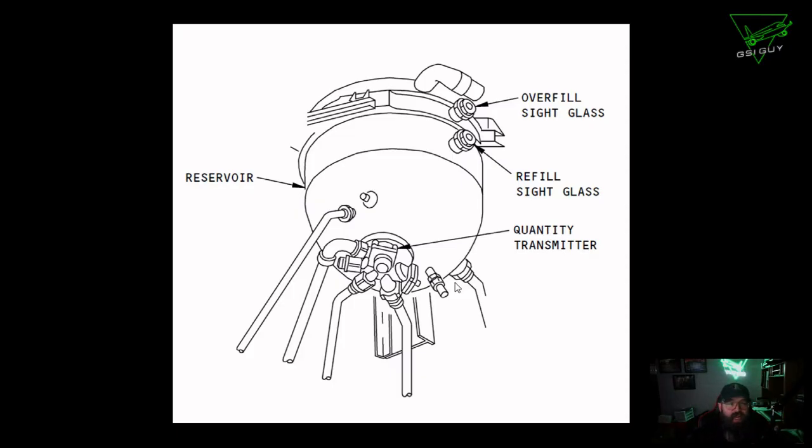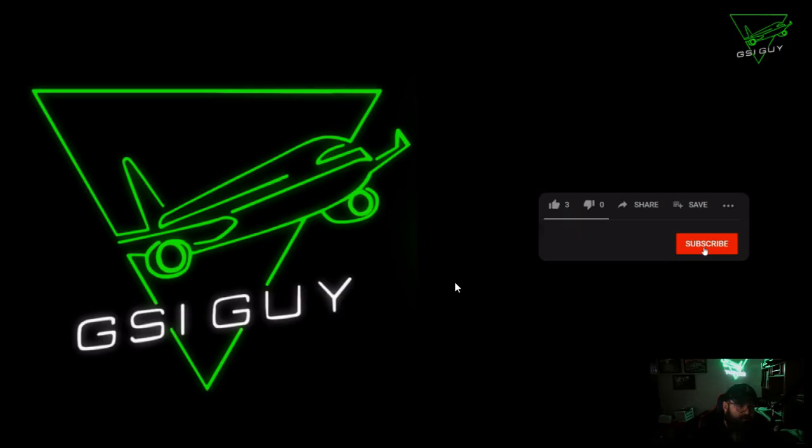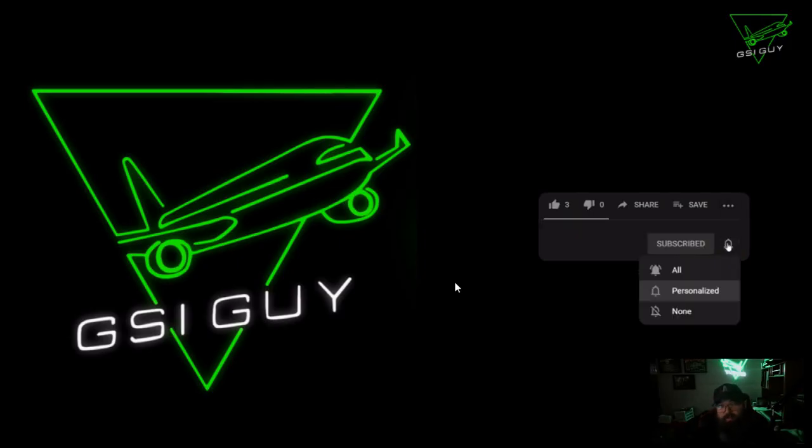So again, just kind of a quick review. You've got 50% quantity is going to give me my quantity or RSVR light. You've got 75% or less is going to give me a refill indication. 122% or more is going to give me an overfull indication. And these are all things you can see on either your EICAS on the upper side with a caution message or on your status page under your hydraulic quantity on that lower portion.